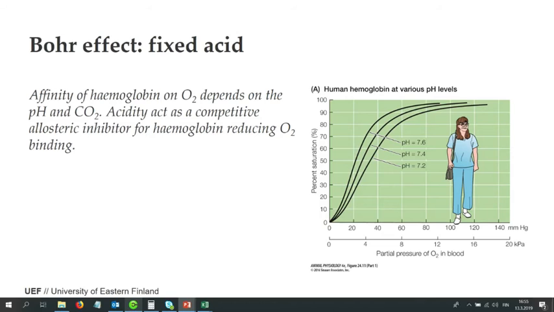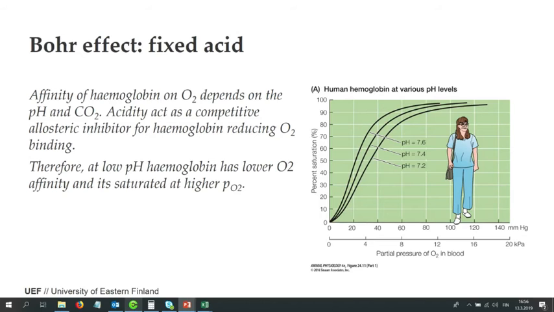So this acidity is actually a competitive allosteric inhibitor. It affects somewhere on the hemoglobin and reduces the oxygen binding. Therefore, at low pH, the hemoglobin has lower oxygen affinity and is saturated at higher partial pressure. But at the same time, it means that if we have, for example, skeletal muscles that are releasing lactate and lowering the pH, in that case, more oxygen is released in that area.